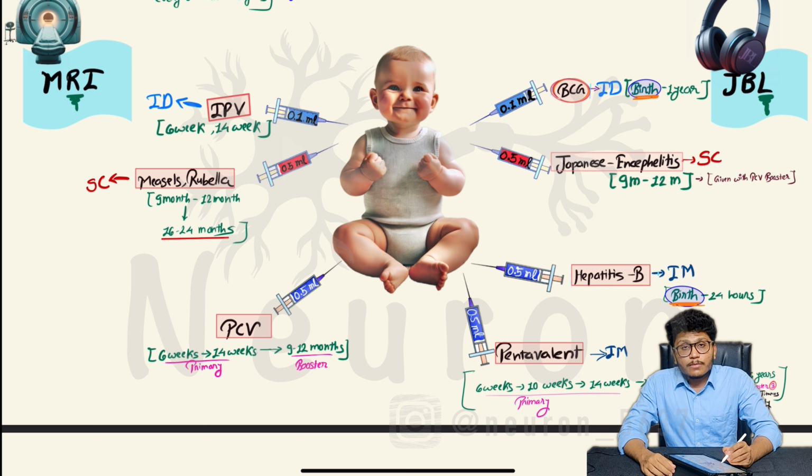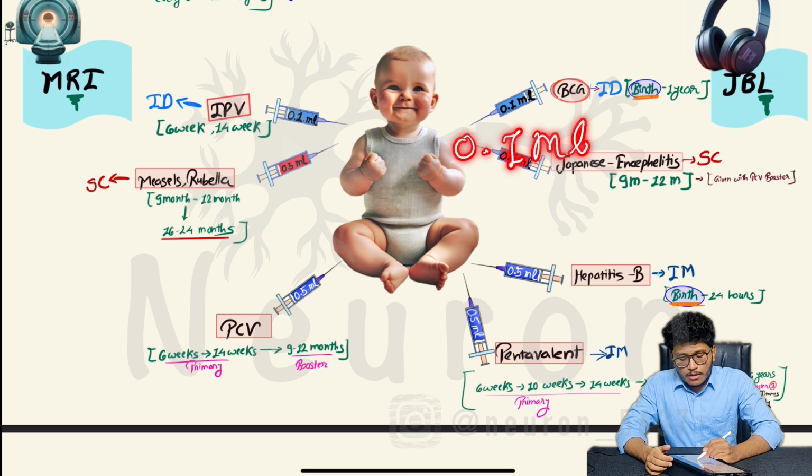The dose of the subcutaneous vaccine is 0.5 ml while the dose of intradermal vaccine is 0.1 ml. In fact, the dose of subcutaneous vaccine and intramuscular vaccine is 0.5 ml, 0.5 ml, while only the intradermal vaccine has the dose of 0.1 ml. You have to remember that 0.1 ml is for intradermal vaccine.